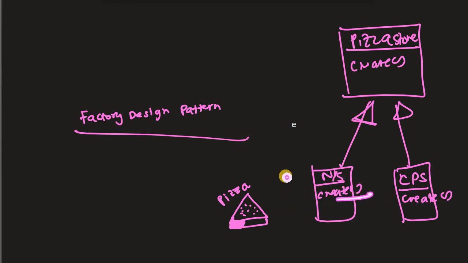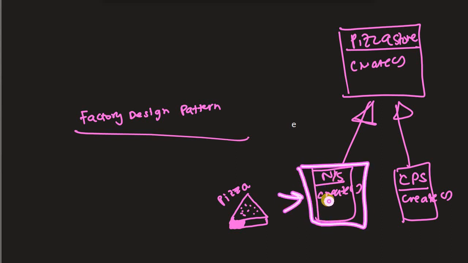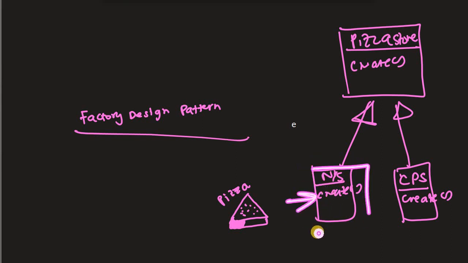Okay, so this create method inside the subclasses is the one that's going to decide which type of object to create. For example, if you want a New York style cheese pizza, this subclass is going to create that pizza for you. If you want a New York style veggie pizza, this subclass is going to create it for you, because this create method is what helps it do it.